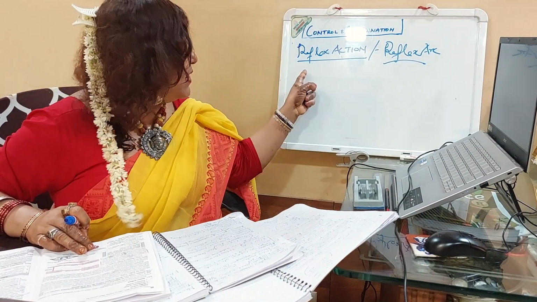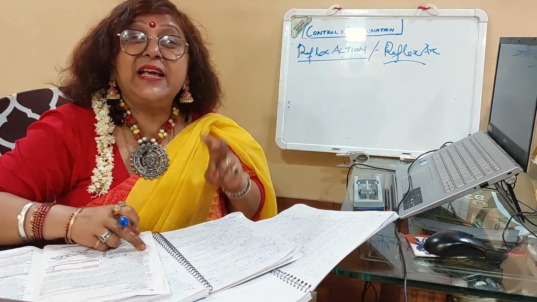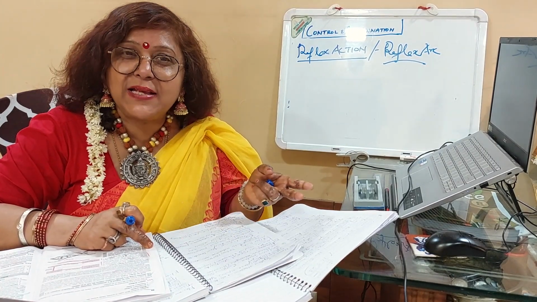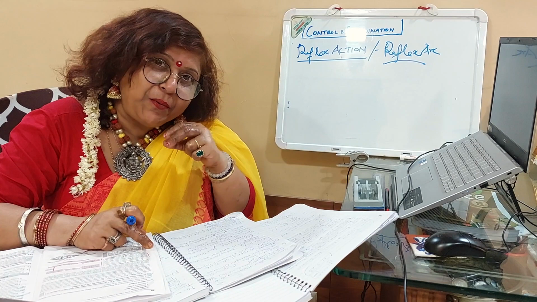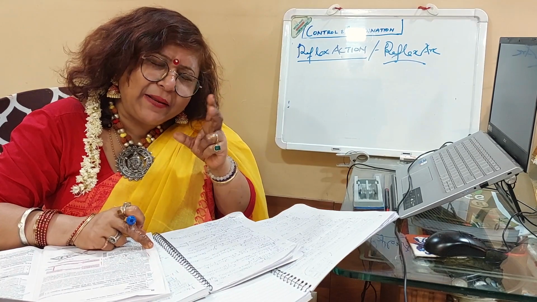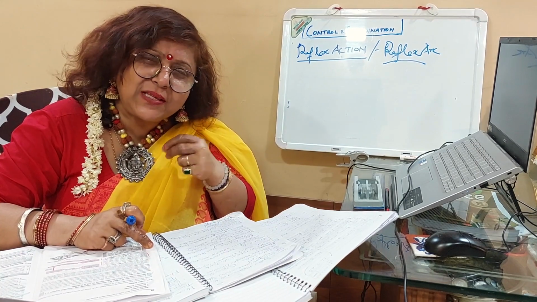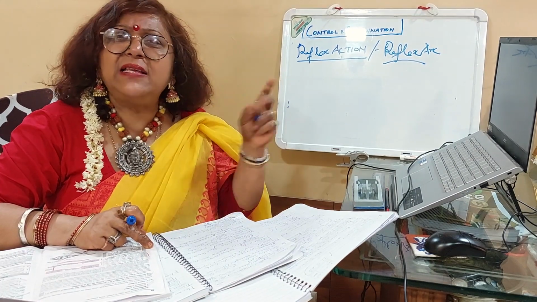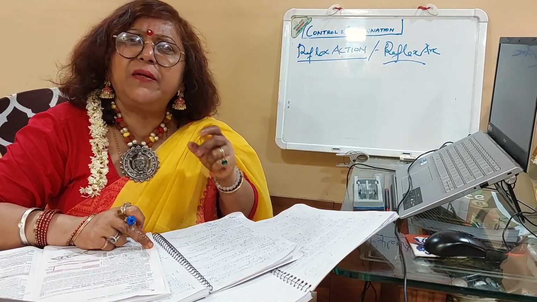This reflex action is inherited. It cannot be changed. The examples are sneezing and yawning, common examples. The contraction of the pupil in bright light and in dim light, all these things are automatic. It doesn't require the working of the brain. And the significance of reflex action is that it reduces the workload of the brain. Some part of this is done only by the spinal cord.